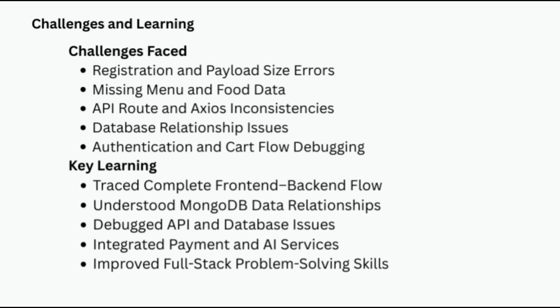Another challenge was displaying the restaurant menu and food items. At one stage, the application showed an empty menu because the restaurant, menu, and food item collections were not properly linked. While fixing this issue, I learned how MongoDB collections are connected using ObjectID references and how Mongoose uses the populate function to retrieve related data.